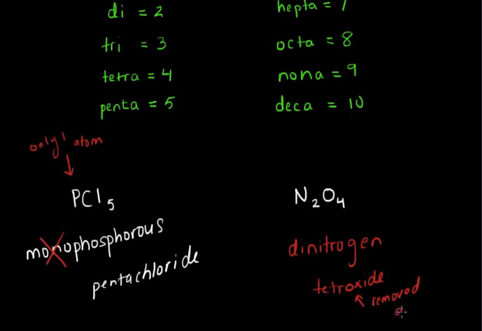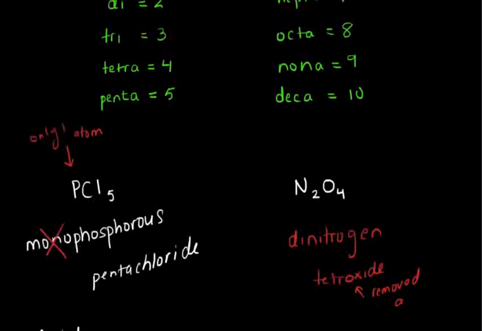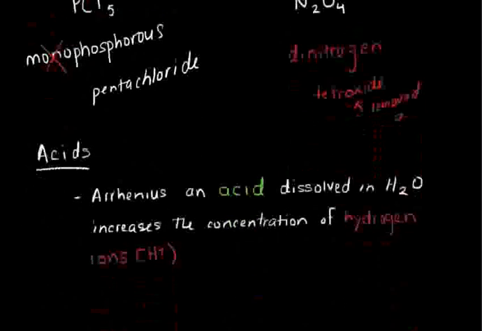So we've just removed the A. And that's generally the case, particularly for oxygen and oxide. We generally remove that A from the prefix to help us say the name with a little more ease. And so that's it for covalent compounds. Let's move on to acids.